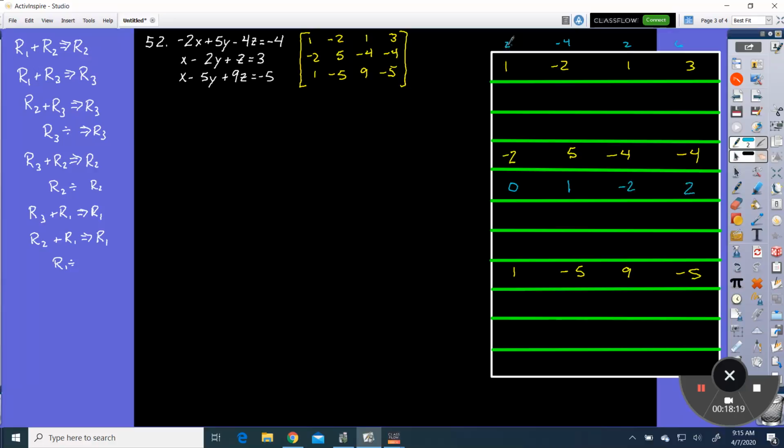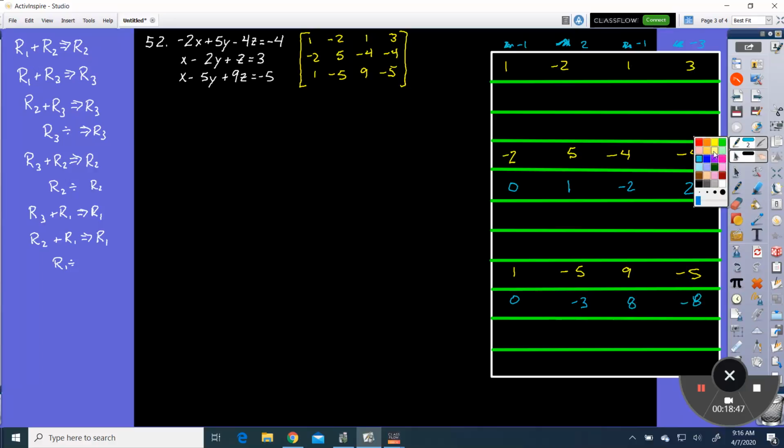Now I'm going to multiply it all by a negative, so I get negative 1, positive 2, negative 1, negative 3. So I multiplied it all by a negative, so this one would go away. So 1 plus a negative 1 is 0. Negative 5 plus 2 is negative 3. 9 minus 1 is 8. Negative 5 and a negative 3 make negative 8.